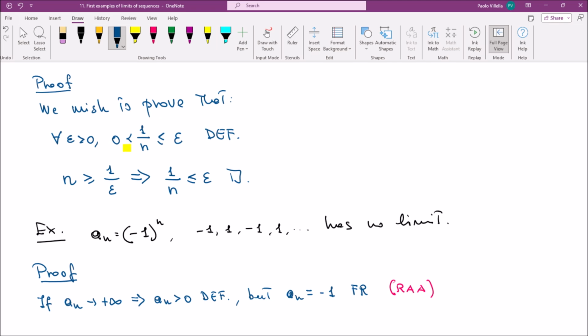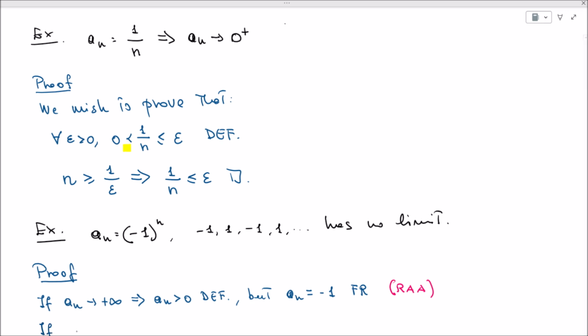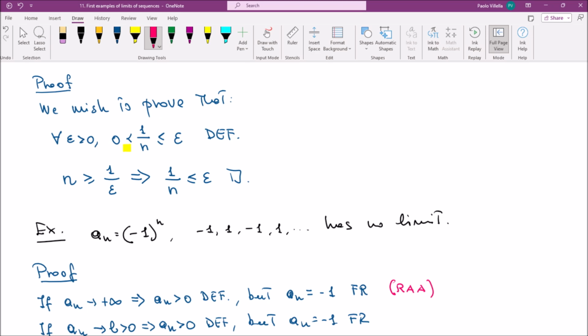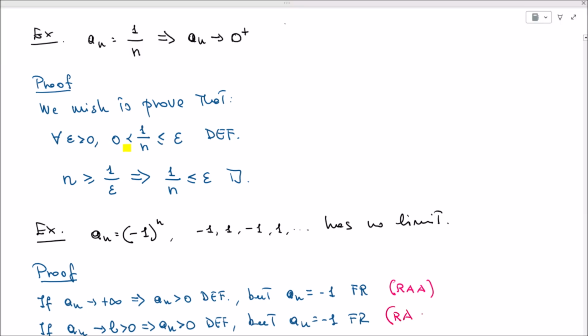Okay, let's now assume then that a_n tends to L larger than 0, is convergent to some positive real number. Well, the same way we can say that a_n is larger than 0 definitively, okay, by the same theorem on sign permanence. So because a_n will be -1 frequently, this is another example of reductio ad absurdum.